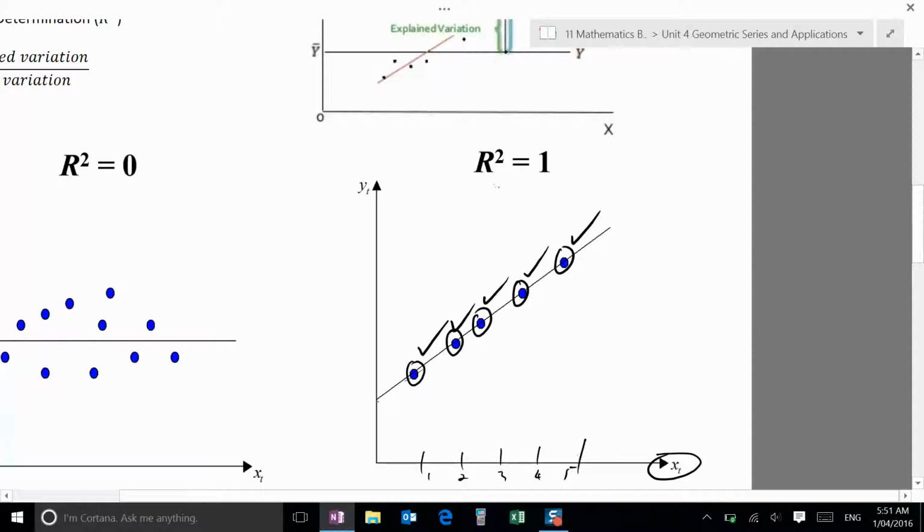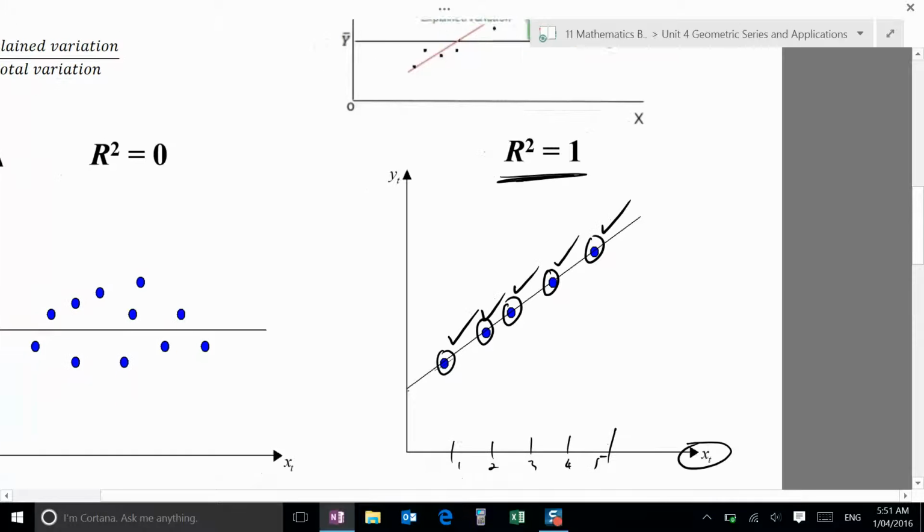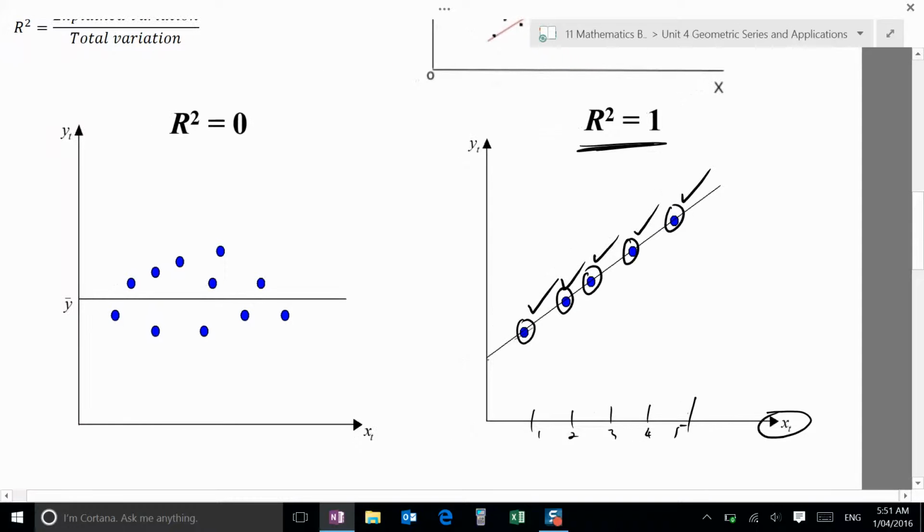It's unrealistic usually for us to get R-squared values of exactly 1. We'll normally get something between 0 and 1, given that we'll most likely be able to explain some of the variation in our data. And we'll look at that in a few examples.